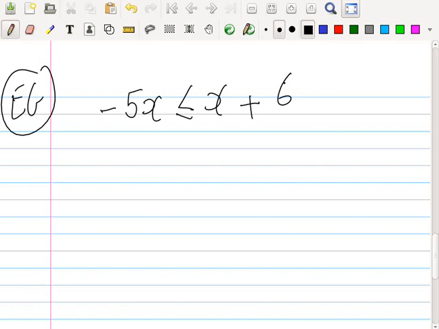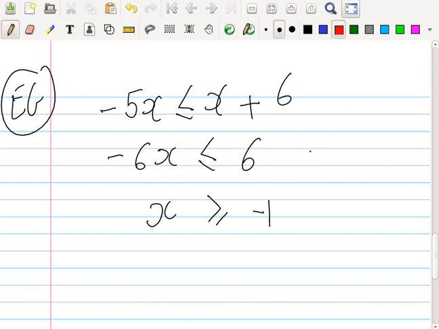Okay. Well, this is really exactly like the first lesson, linear equations, except for one thing which we'll see in a moment. So I take the x over to the left and I get minus 6x less than or equal to 6. And then here I get x greater than or equal to minus 1.